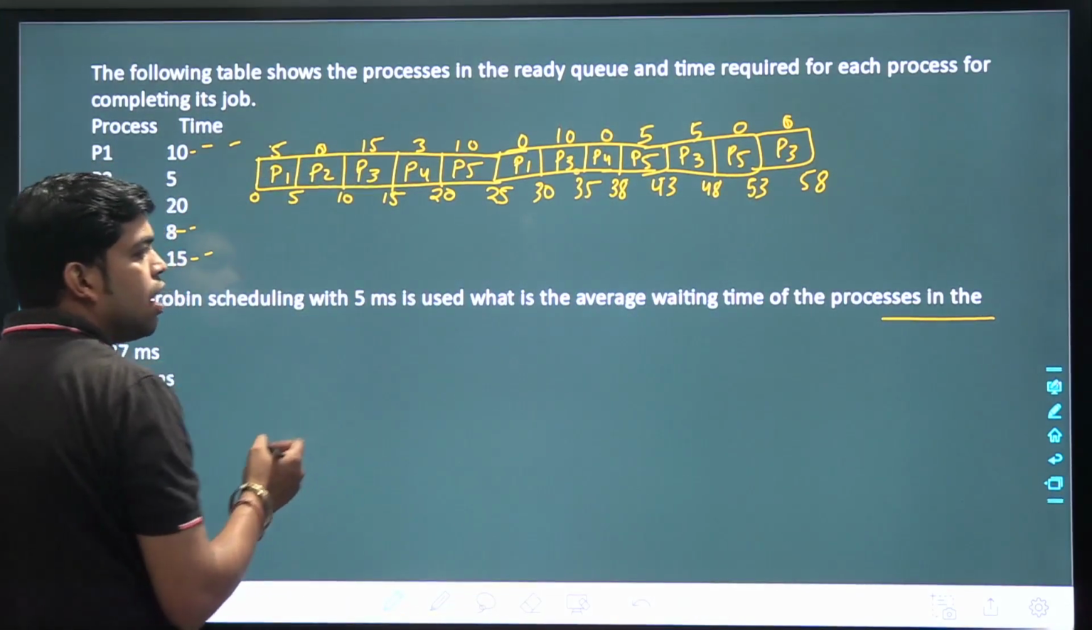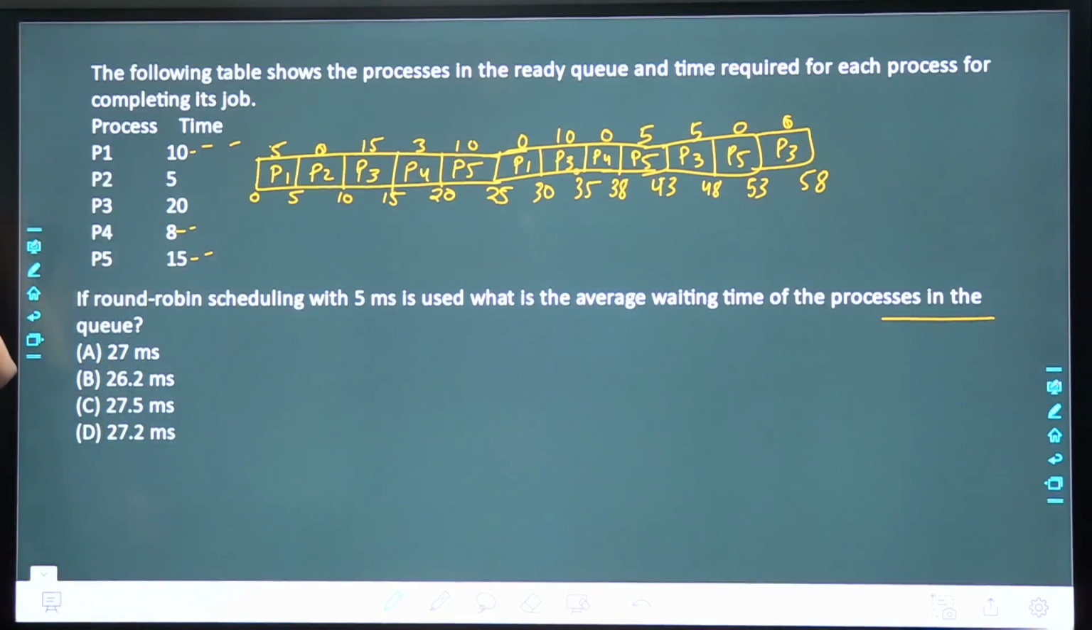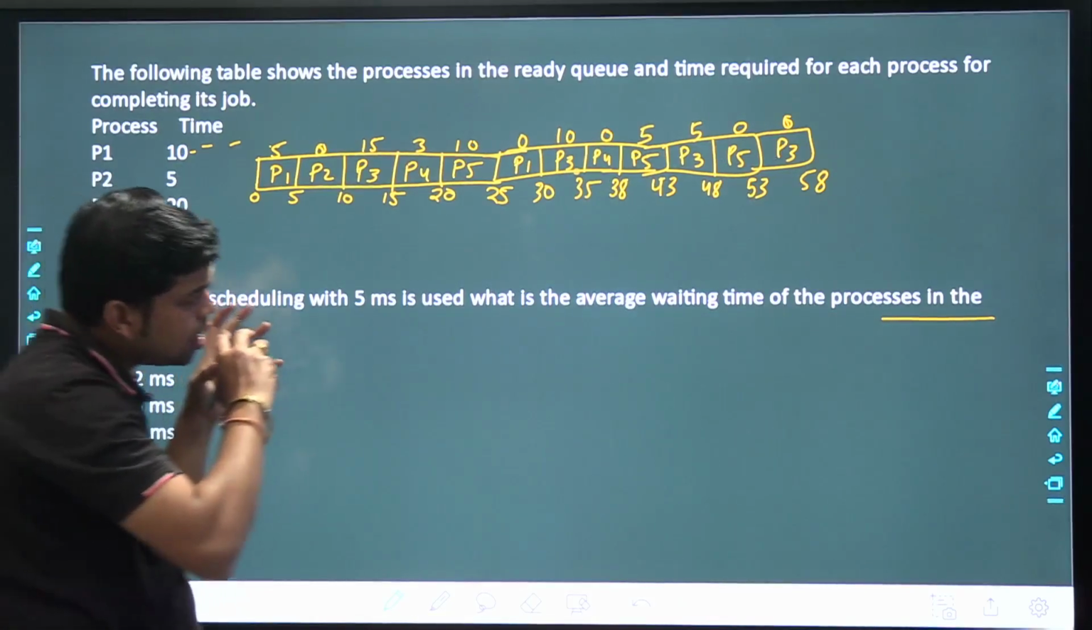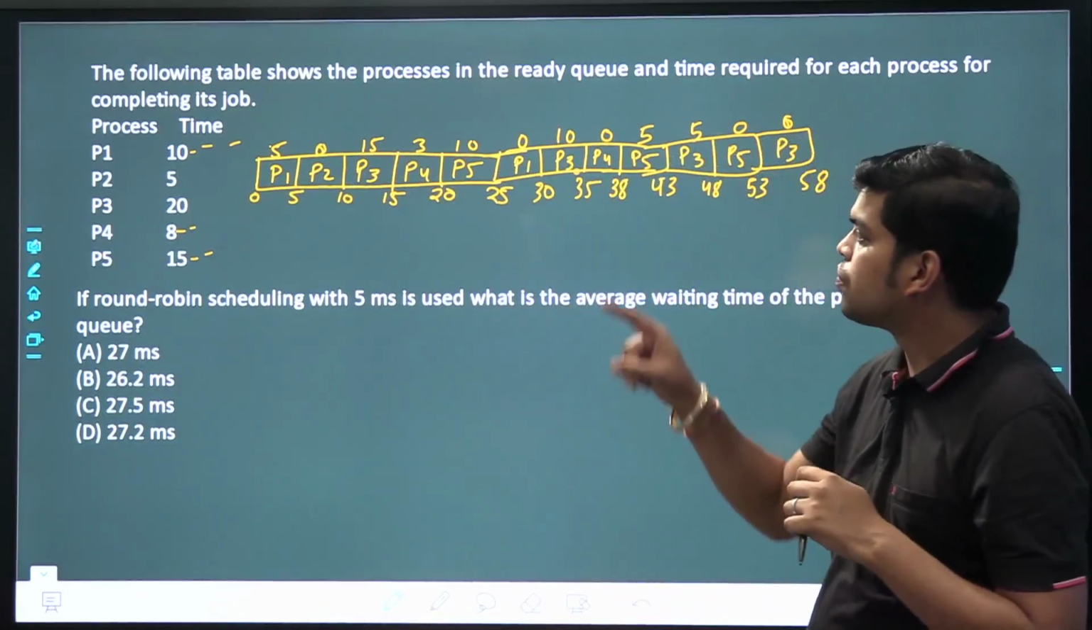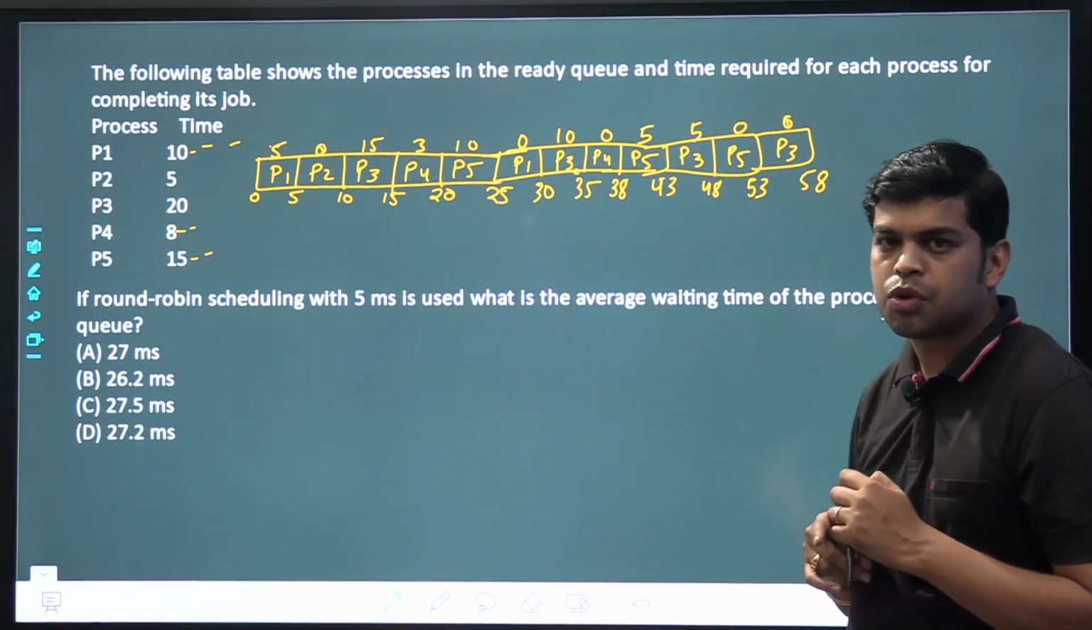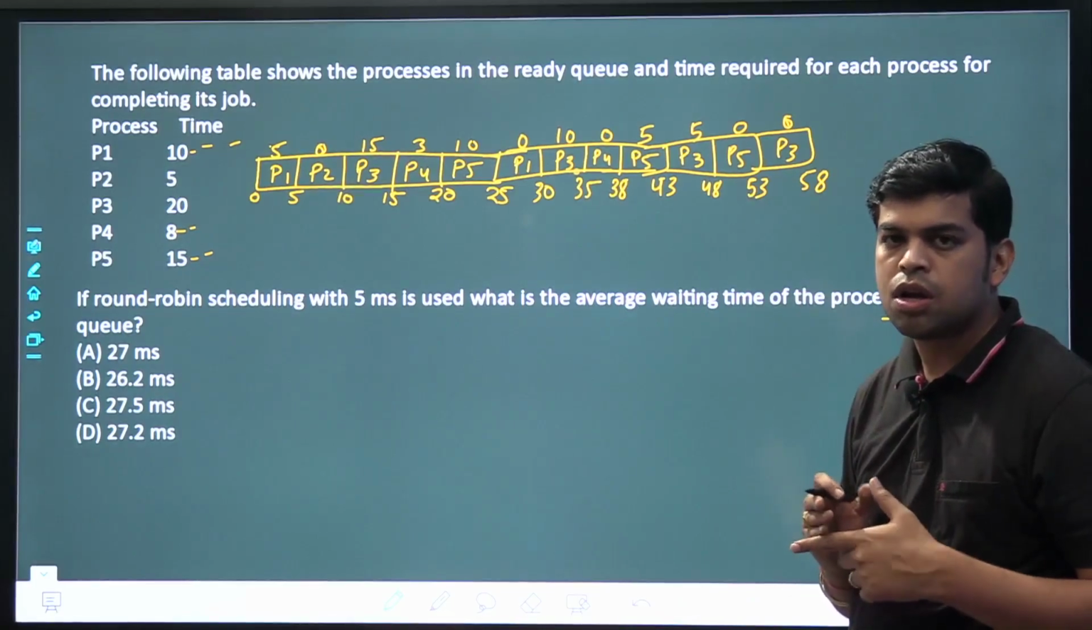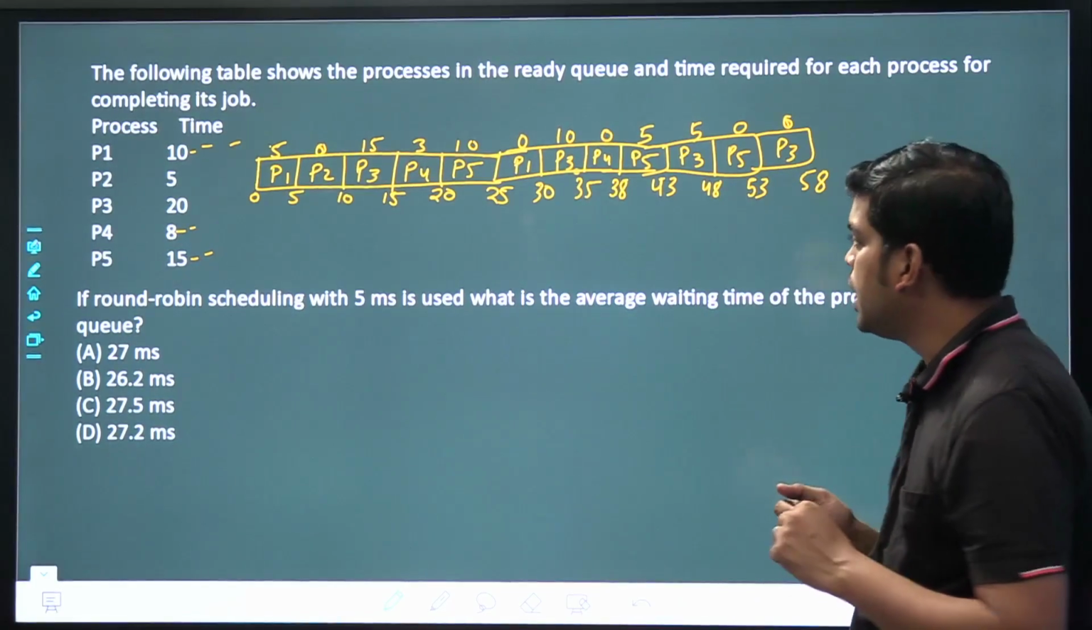How do we calculate the average waiting time? In round robin, you find the turnaround time of each and every process and subtract the burst time from the turnaround. Then you can easily calculate the waiting time.